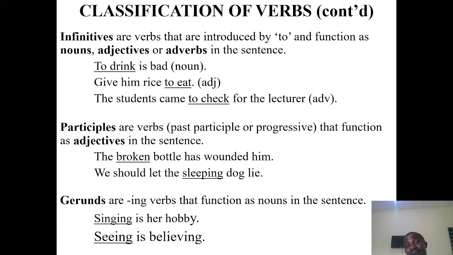But we also have another type of infinitive. We call them bare infinitives. They are not introduced by to, but that one is somehow difficult. Let us just talk about the one that is introduced by to. Now, the word drink is a verb. The word eat is a verb.